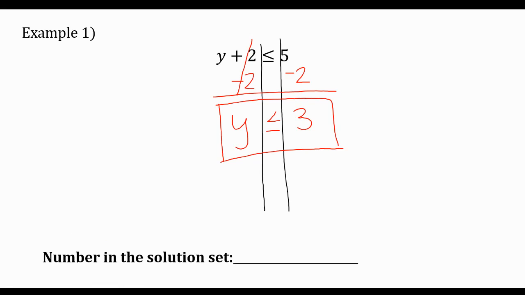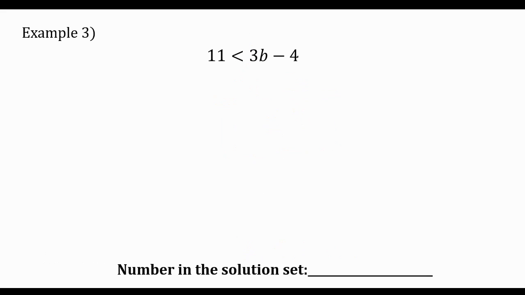So numbers in this solution set are any number that is less than or equal to 3. So 3 is included here, 2 is included, 1, 0, and so on. Those are all numbers that are less than or equal to 3. Okay, let's take a look at another one.